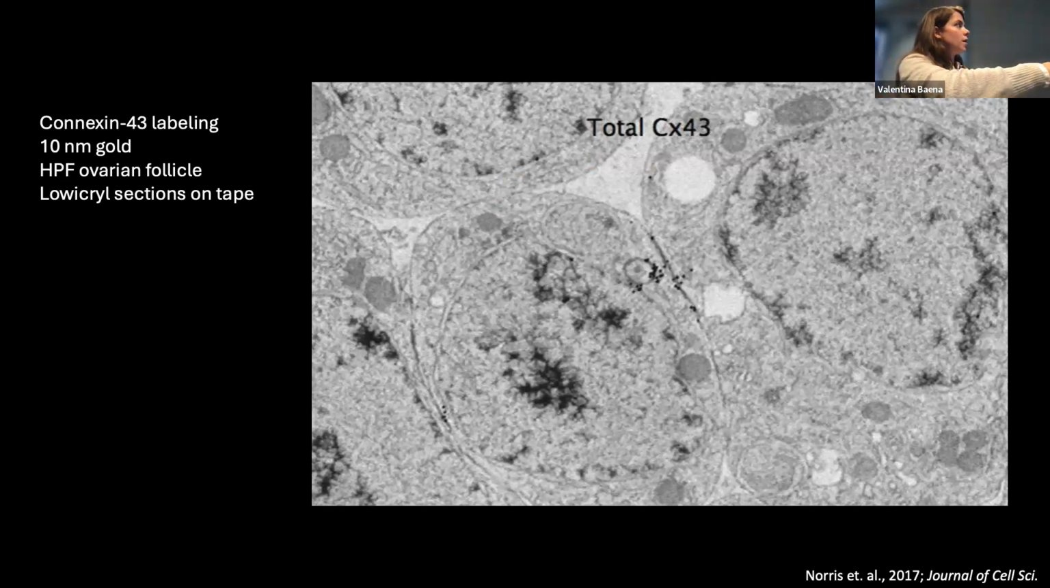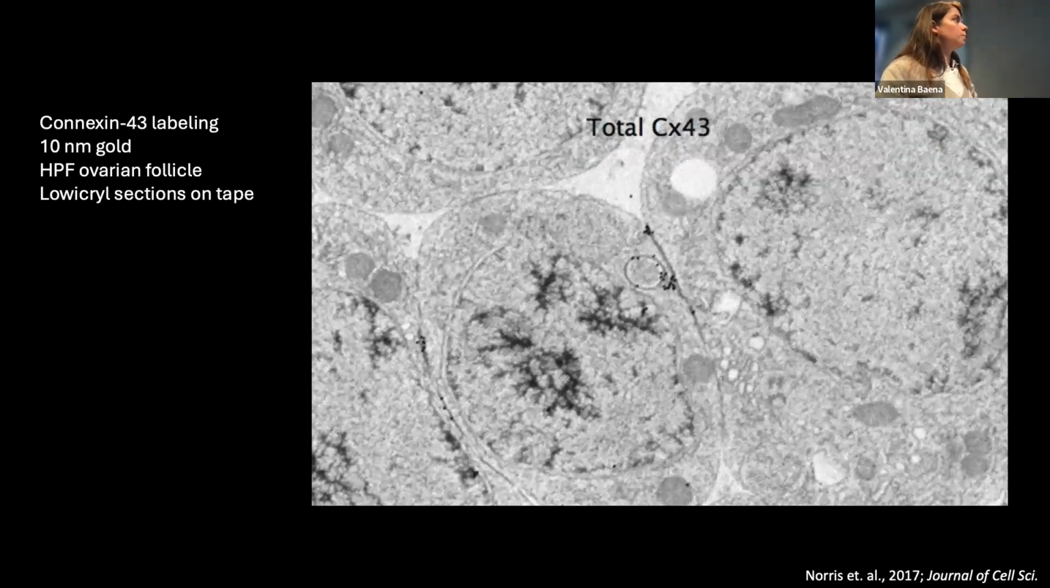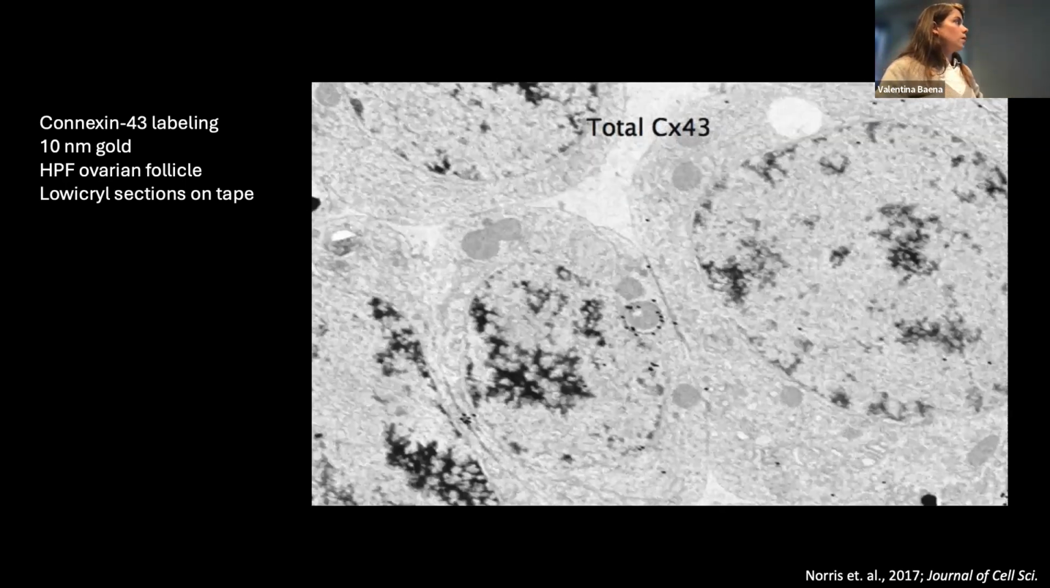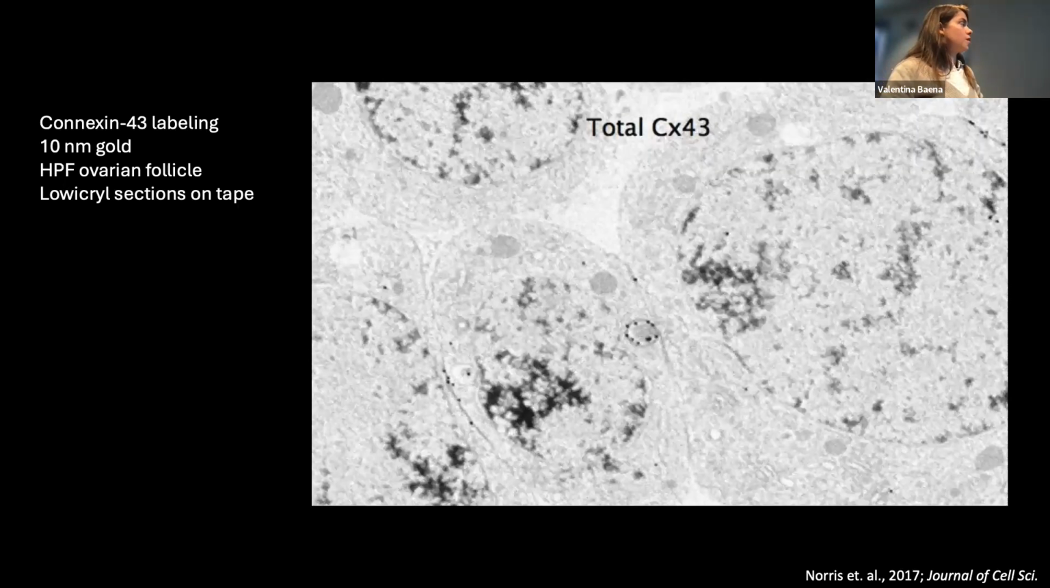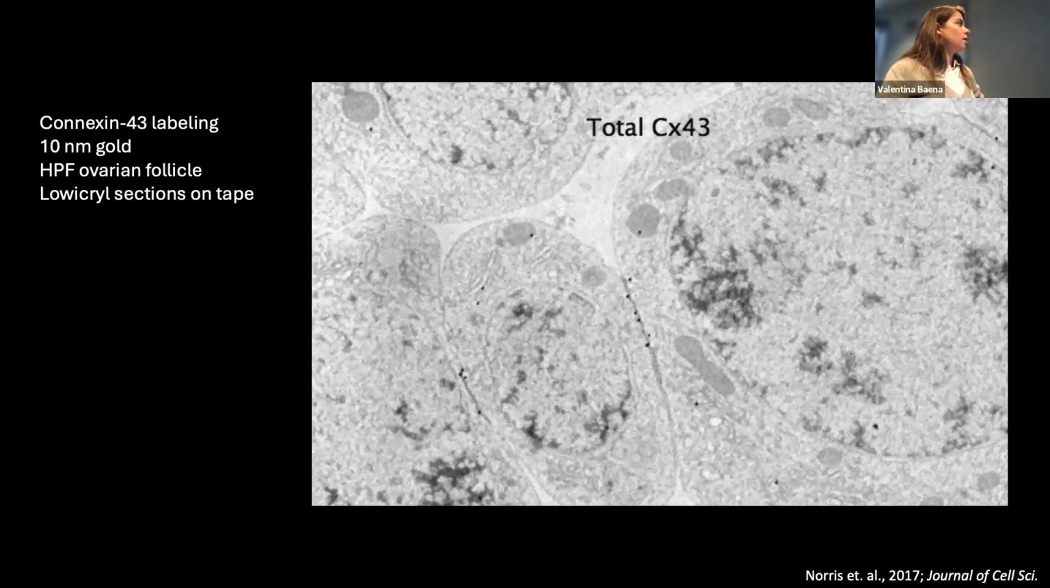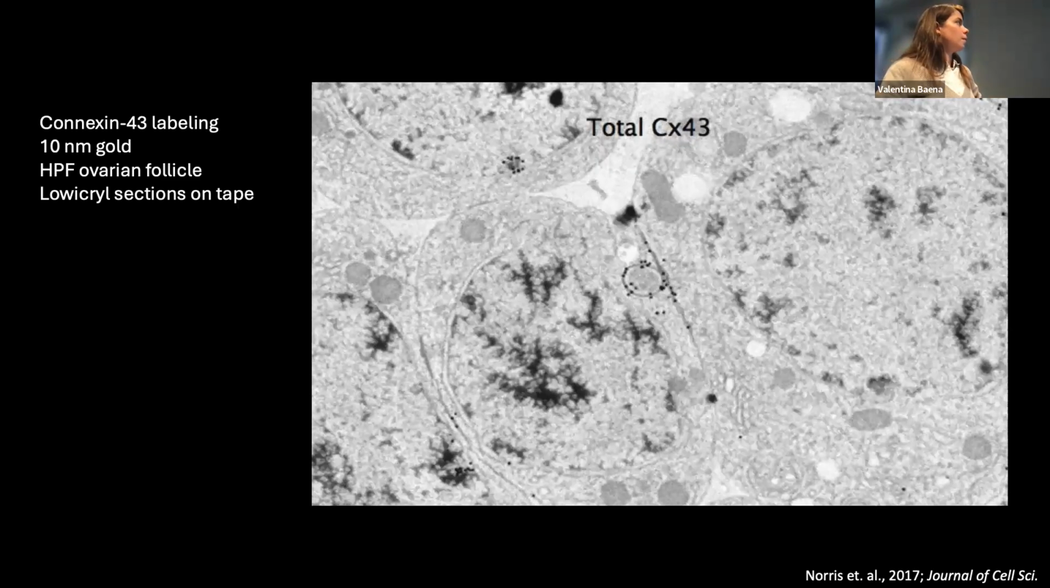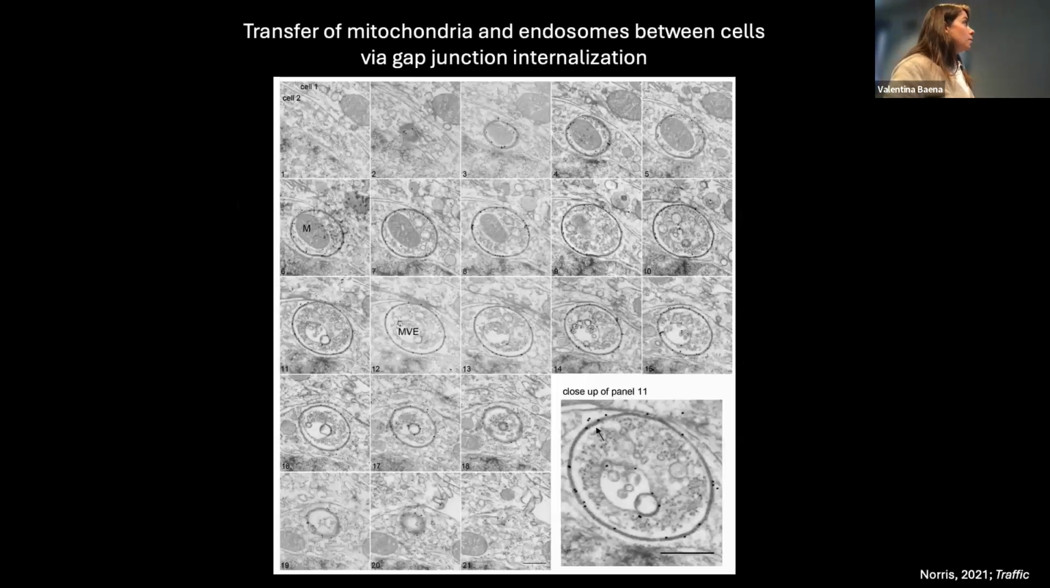What you're going to be seeing here is linear gap junctions on these 2 sides and internalized gap junctions. And the black dots are the gold label. So this is low acryl sections on tape. I think they're 70 nanometers thick. And she's actually gotten much, much better at this.